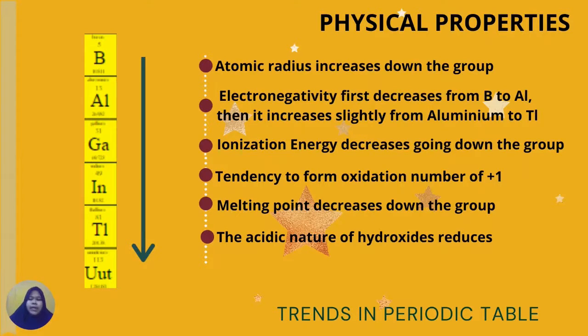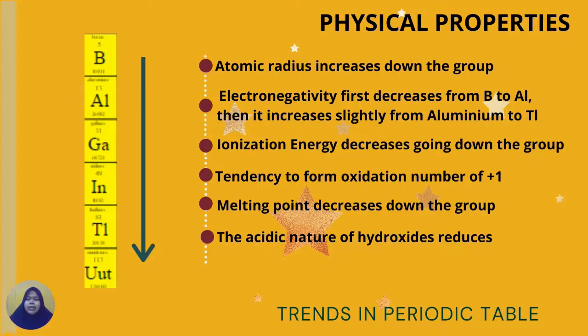As it goes down the group, the atomic radius will increase. This is because as it goes down the group, the energy level increases. Due to that, the shielding effect also increases, where the shielding effect is an effect caused by the core electrons. Thus, the nuclear charge is not enough to attract the valence shell, resulting in the increasing atomic radius. Second, electronegativity first decreases from boron to aluminium, then it increases slightly from aluminium to thallium. This can be attributed to the poor shielding of the intervening d and f orbitals.